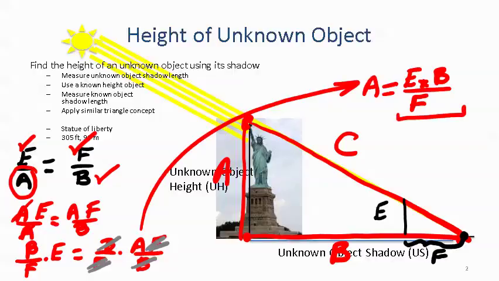You can experiment with this by, instead of trying to find the height of the Statue of Liberty, trying to find the height of objects that are smaller in height, and using sticks and measuring tapes to measure the lengths E and F and B. So this is an application of similar triangles where we can use them to find the heights of unknown objects.